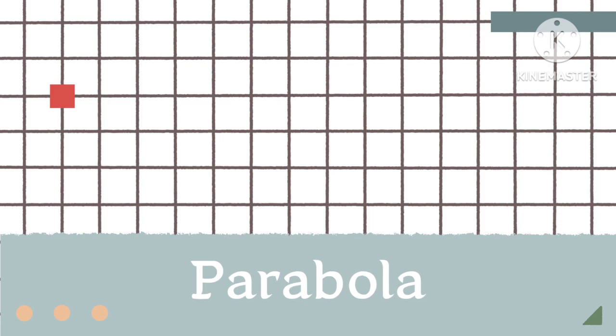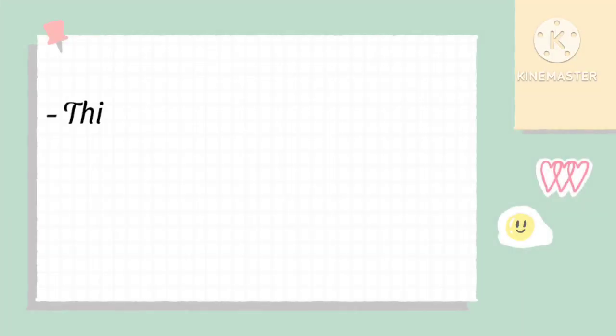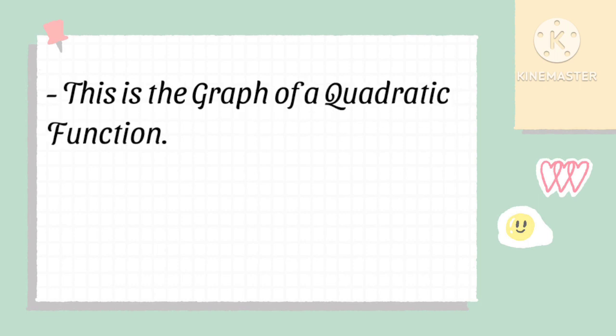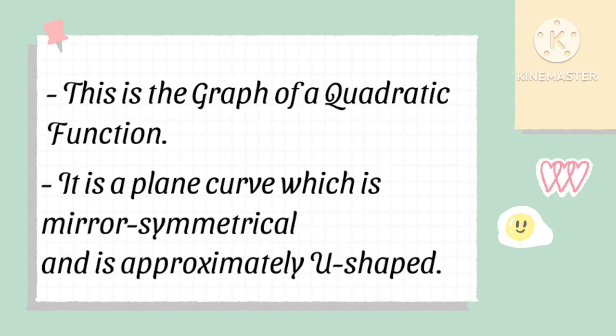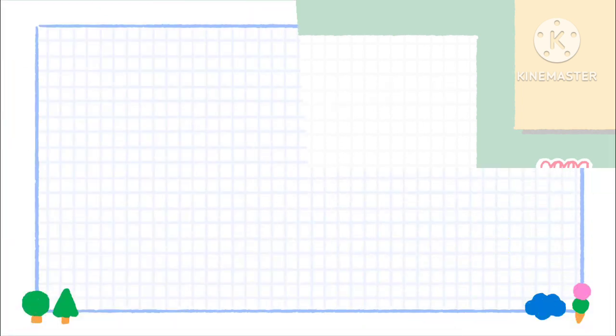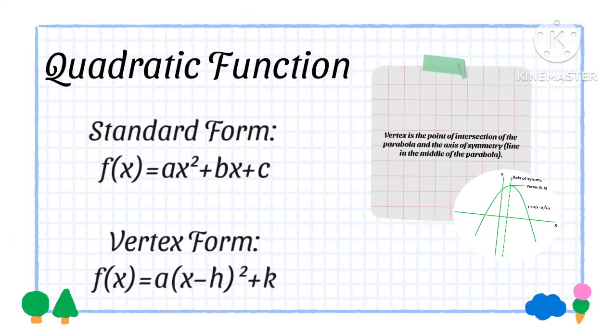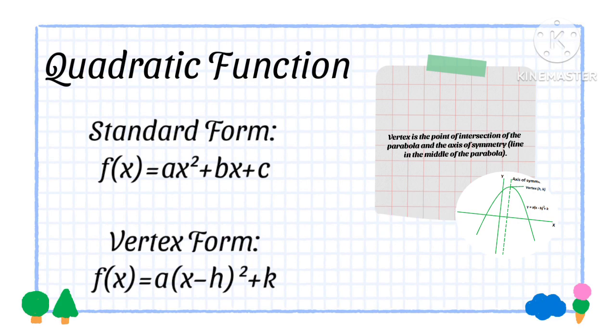But first, what is a parabola? This is the graph of a quadratic function. It is also defined as a plane curve which is mirror symmetrical and is approximately U-shaped. A quadratic function has two forms, the standard and the vertex form.